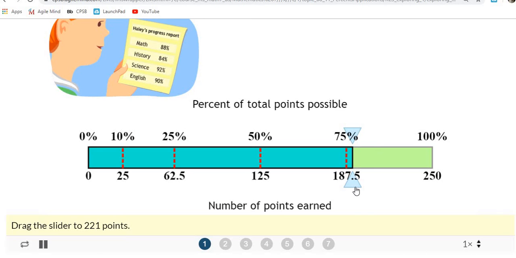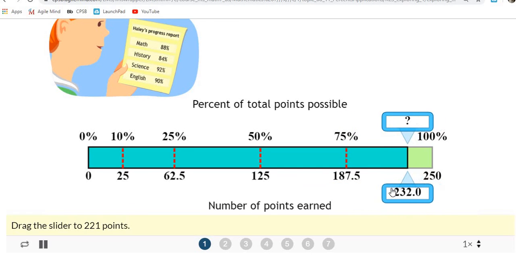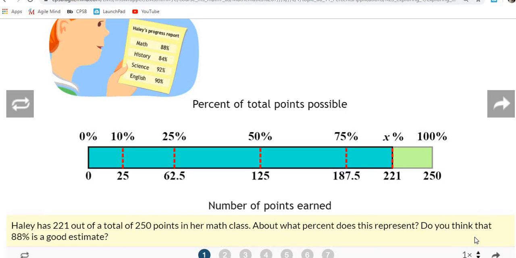So have I found her percentage yet? How many points did she have? 221. Have I made it to 221 yet? No, I still don't know what that is. So I'm going to drag over. I still don't know what that is because it's a weird number. So I'm calling it X%. And we're going to look at trying to figure out what that would be. Everyone have this filled in?